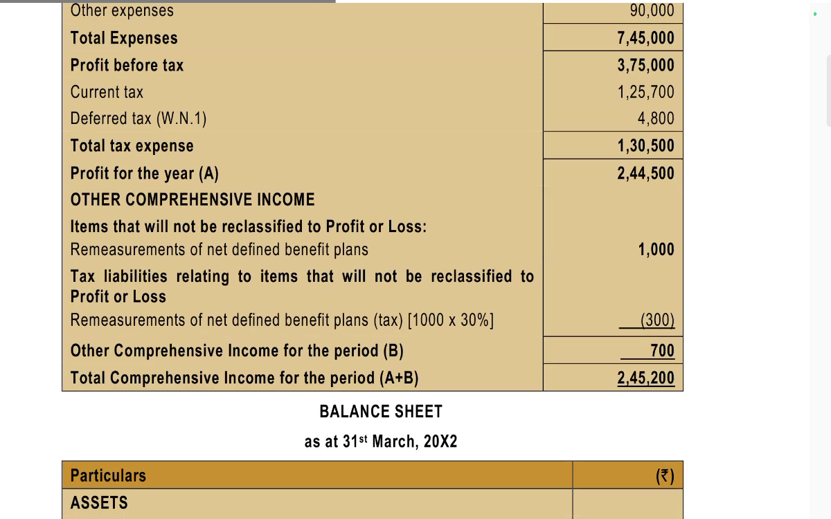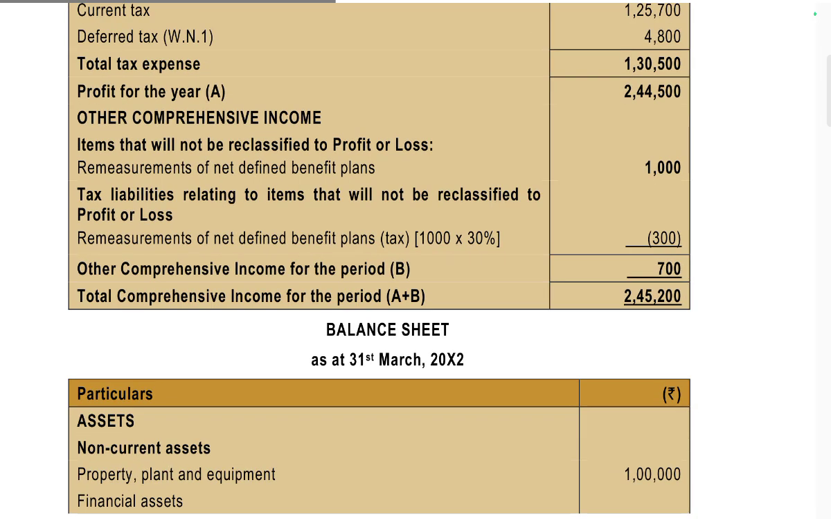Other comprehensive income: items that will not be reclassified to profit and loss: remeasurement of net defined benefit plans 1,000. Tax liability related to items that will not be reclassified to profit and loss: remeasurement of net defined benefit plans 1,000 into 30 percent. Other comprehensive income 700. Total comprehensive income for the period 2,48,500 minus 400 plus 700, 1,45,200.